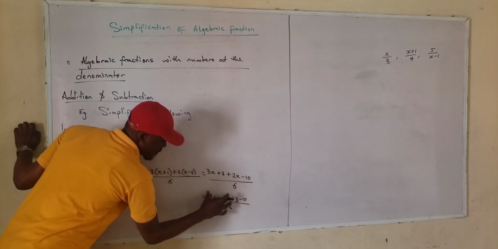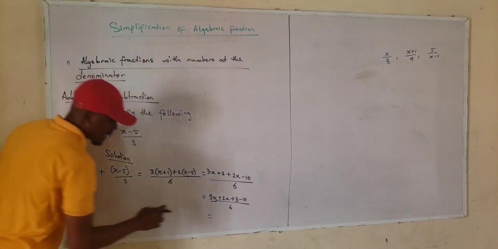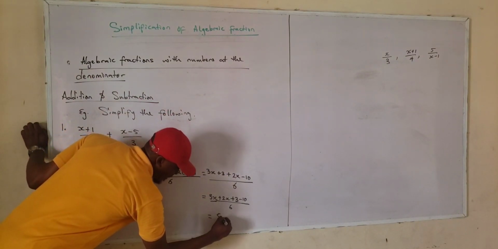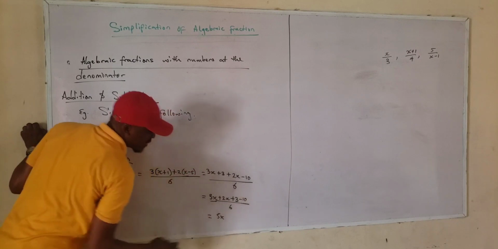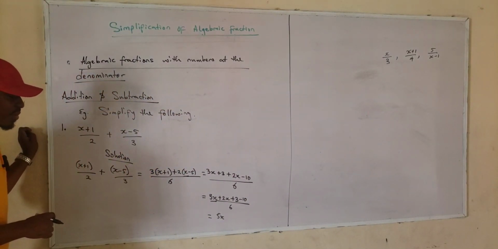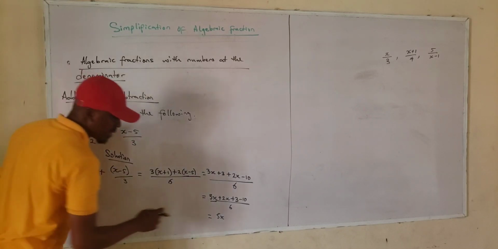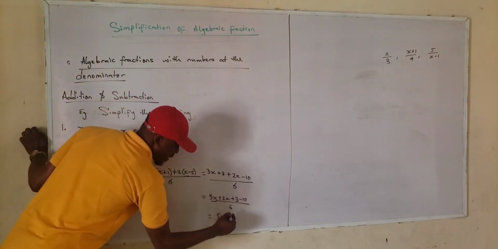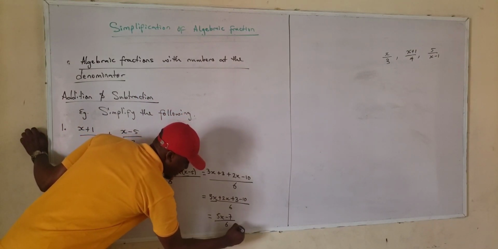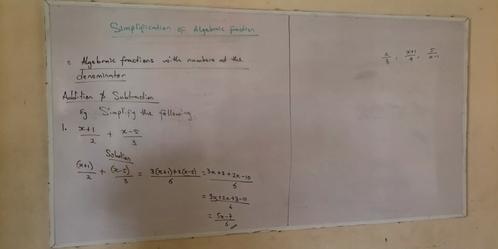So these two have a common term, so you can actually add them together. So these two will give you 5s. These two are constants, they do not have any algebraic variable there, so you can evaluate them together. So 3 minus 10 will give you minus 7 over 6. So that is our answer for that one.